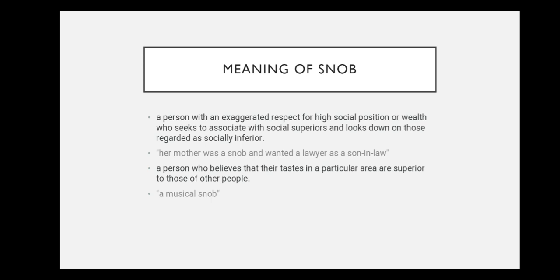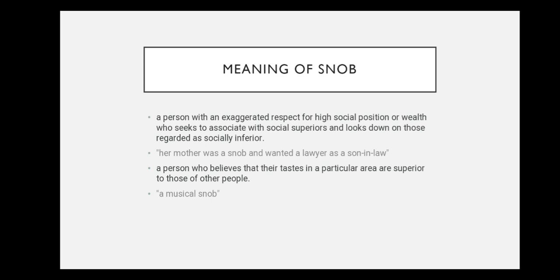And there is an example sentence: Her mother was a snob and wanted a lawyer as a son-in-law. So she wanted him to belong to a particular status. People can be proud about their status, about their appearance, and this kind of pride is where a person starts looking at another person as inferior. So it is a kind of superiority complex.